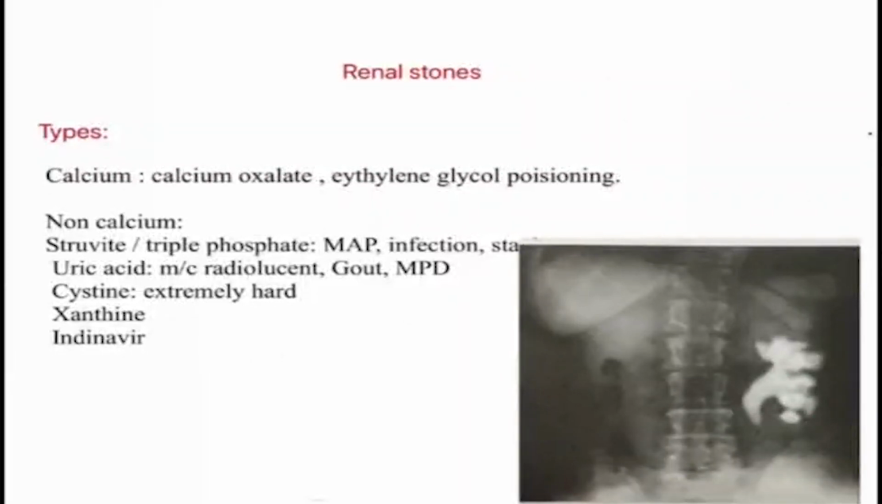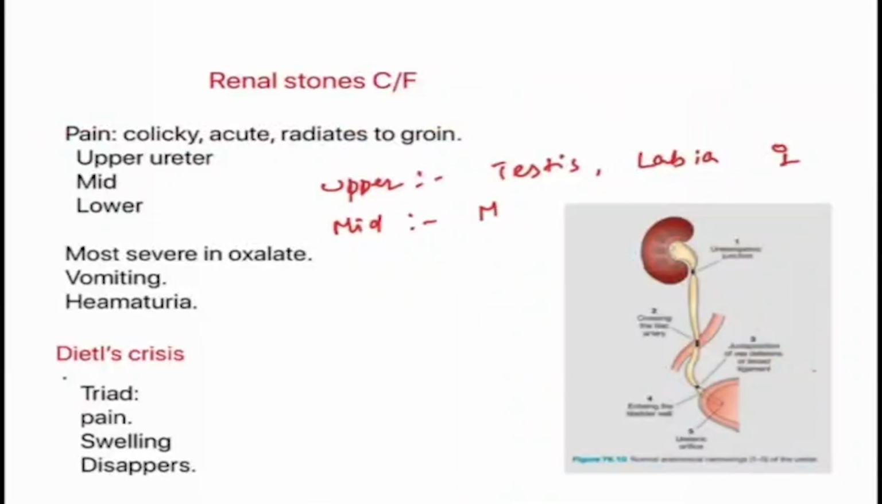The pain of upper ureteric stone impaction is radiated towards the testis in males and labia in females. Stone of mid ureter impaction is like that of appendicitis, and this is radiated towards McBurney's point. And pain of distal ureter is radiated towards the mid thigh portion or perineum.